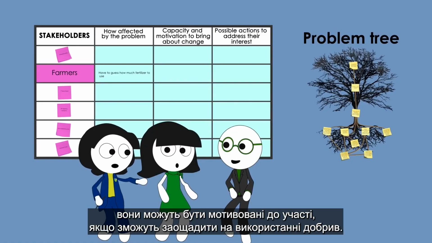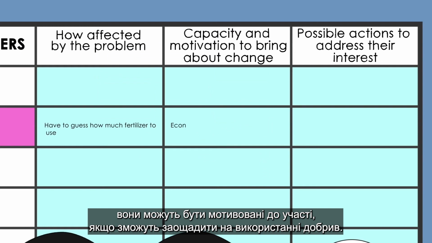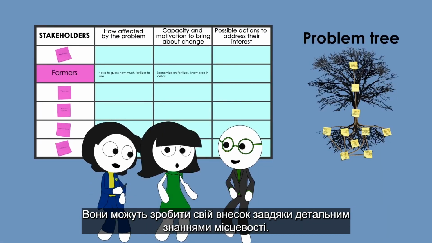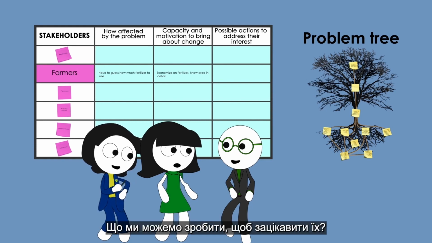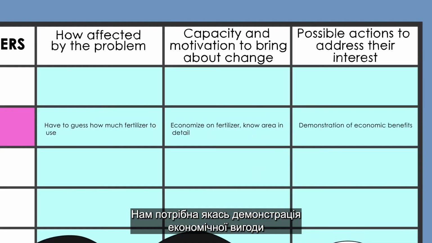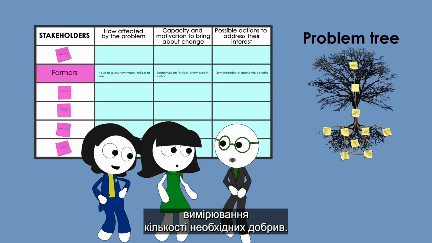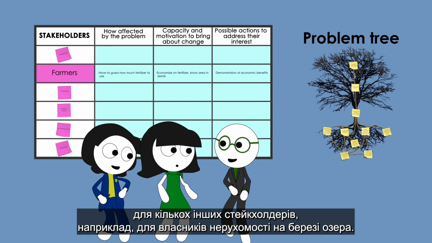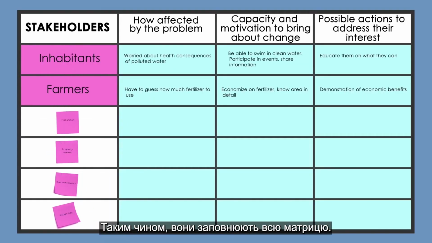This means they may be motivated to participate if they can economise on fertiliser use. They can contribute with their detailed knowledge of the local area. So what can we do to raise their interest? We will need some kind of demonstration of the economic benefits of measuring the amount of fertiliser needed. Our partners use the same approach for a few other stakeholders, such as lakeside property owners. This way, they fill the whole matrix.